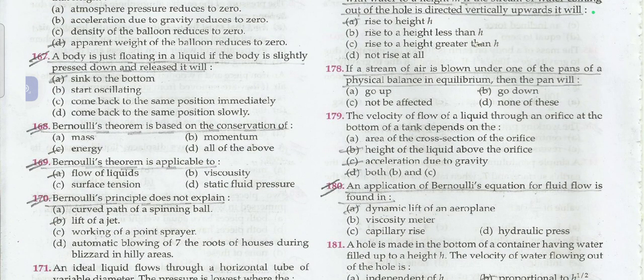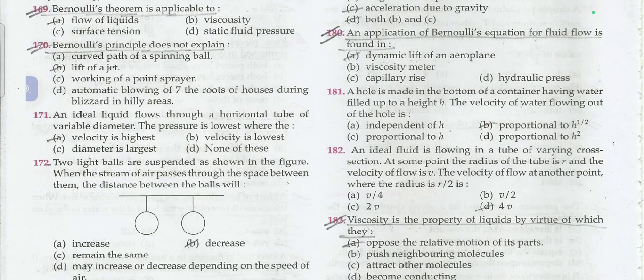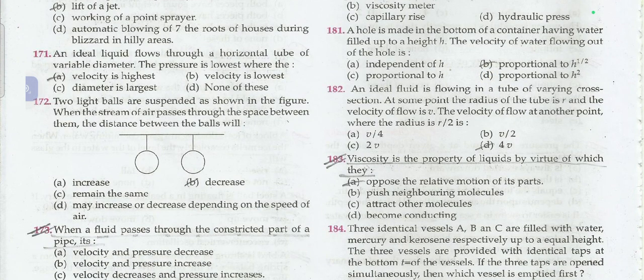Bernoulli's theorem is based on the conservation of energy. Bernoulli's theorem is applicable to flow of liquid. Bernoulli's principle does not explain lift of a jet. An ideal liquid flows through a horizontal tube of variable diameter. The pressure is lowest where the velocity is highest. Two light balls are suspended as shown in the figure. When the stream of air passes through the space between them, the distance between the balls will decrease.